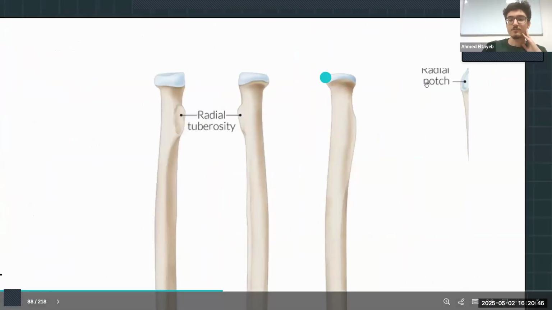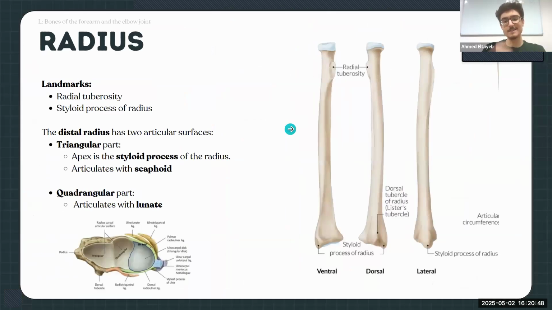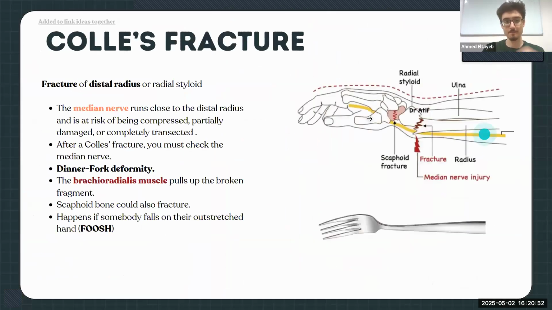Again, familiarize yourself with them, and remember that the radius is located on the lateral aspect of the forearm. Now, because we're talking about the radius, we can also talk about Colles fracture, which is the fracture of the distal radius, or sometimes the radial styloid, which is also located in the distal radius. So why is Colles fracture famous? Or rather, why is it infamous? Basically, because it can affect the median nerve.